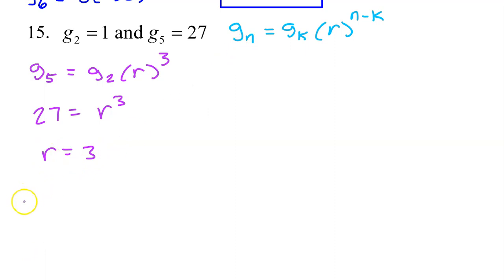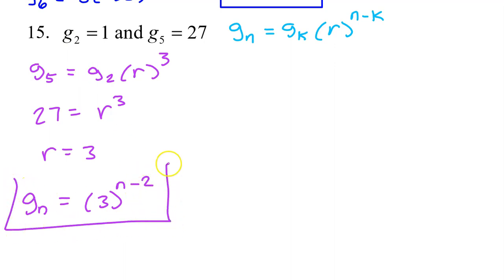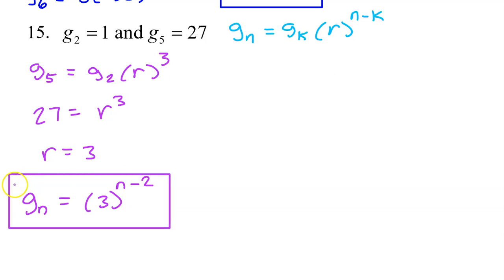Now we can write Gn. Gn equals, I'm going to use the G2 as Gk this time. So I'm just going to put a 1, but I'm not going to write the 1. And then we have the r, which is 3, to the n minus k power. So that's n minus 2. So this is one of many expressions for Gn.